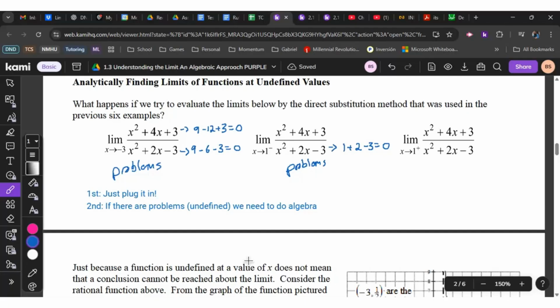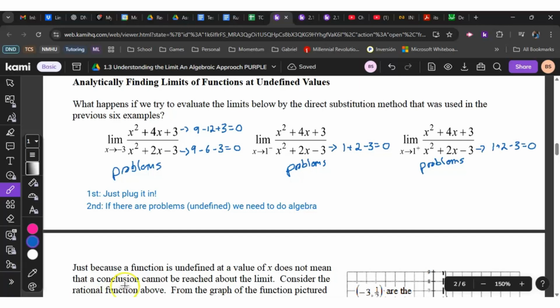Now, if we approach it from the right side, is it going to be any difference if we're just plugging it in? In this case, no. It's going to be the same: 1 plus 2 minus 3 equals 0, because it's just approaching 1 again. So all of these have problems for us. We're just checking the denominator, because if the numerator is 0, it doesn't matter. What matters is the denominator. They all have problems, which means I'm going to show you what to do when we have problems.